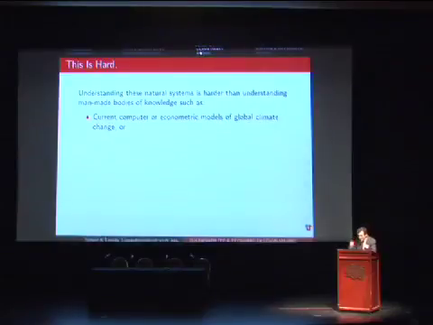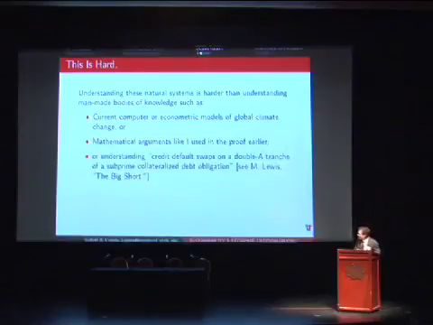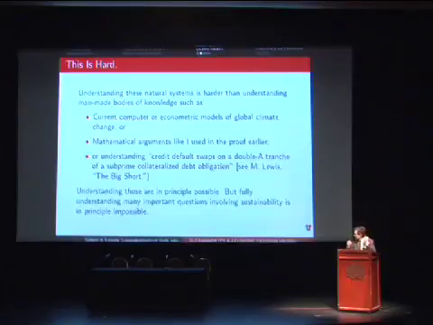In fact, understanding these natural systems is harder than understanding any kind of systems that humans have created. For example, it's humans that created current computer or econometric models of global climate change. It's humans that created the mathematical arguments that I used earlier. It's humans that created the idea of, I like this quote, credit default swaps on the AA tranche of a subprime collateralized debt obligation. These are all things that humans created, but in understanding these problems related to sustainability, we have to try to understand these natural systems that are a lot more complicated.